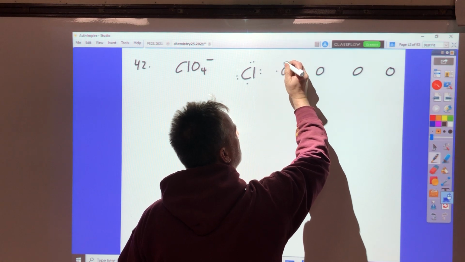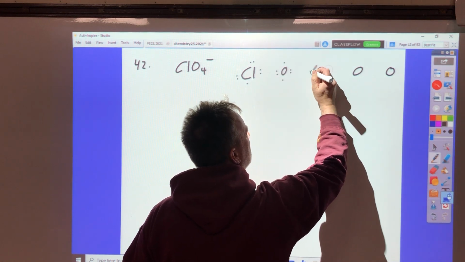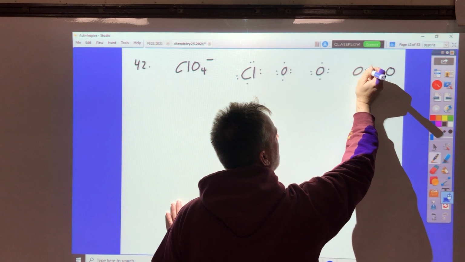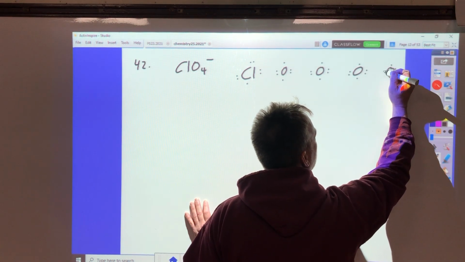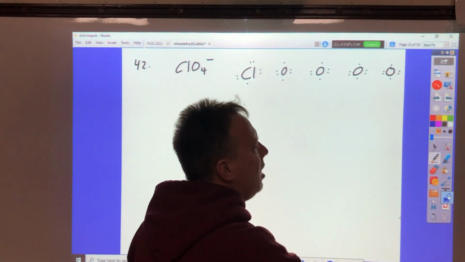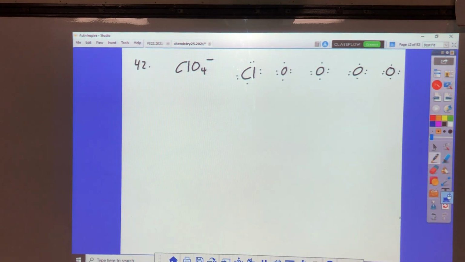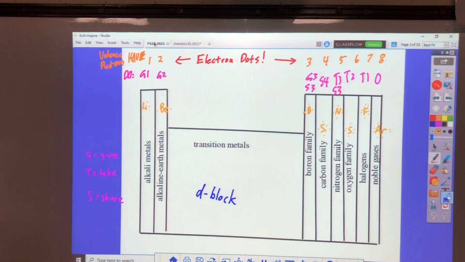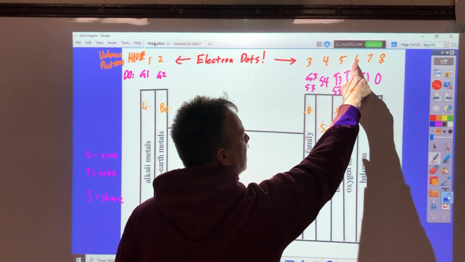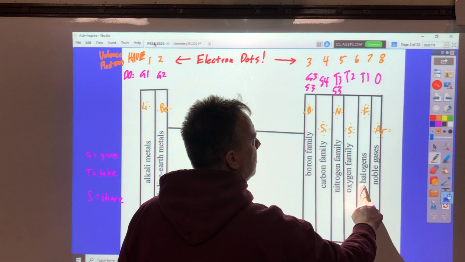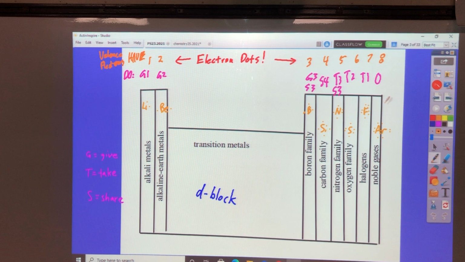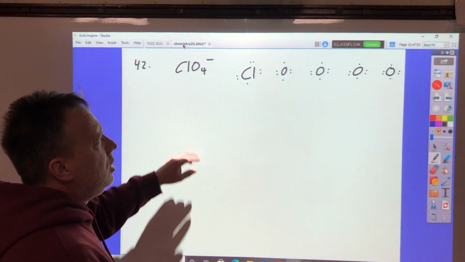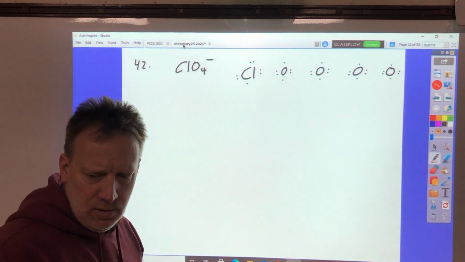Chlorine, 1, 2, 3, 4, 5, 6, 7. Oxygen, 1, 2, 3, 4, 5, 6, and the same for each oxygen. Oxygen's in the 6th column, has 6 valence electrons. Chlorine is there, has 7. And there's 4 oxygen and a chlorine. The minus charge. That is the perchlorate ion.